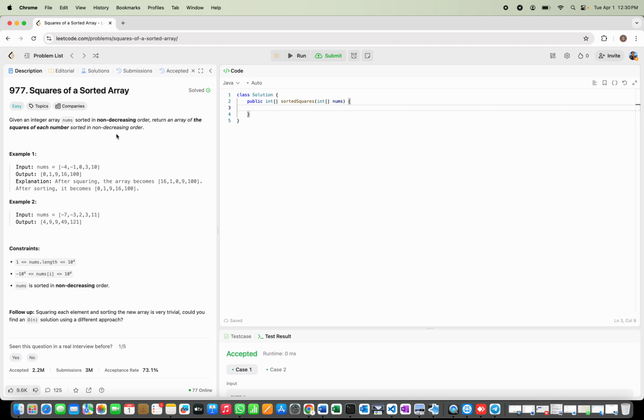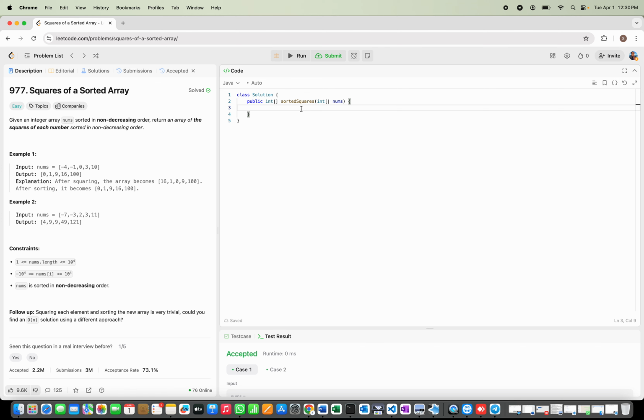Squares of a sorted array. So we're given an array and it's sorted and it can have negative numbers, right? So the brute force approach would be to just do the squares and then return the sorted array of it, right?